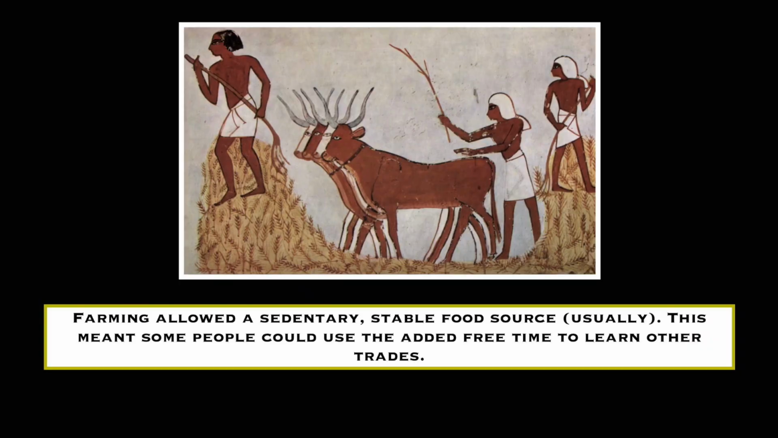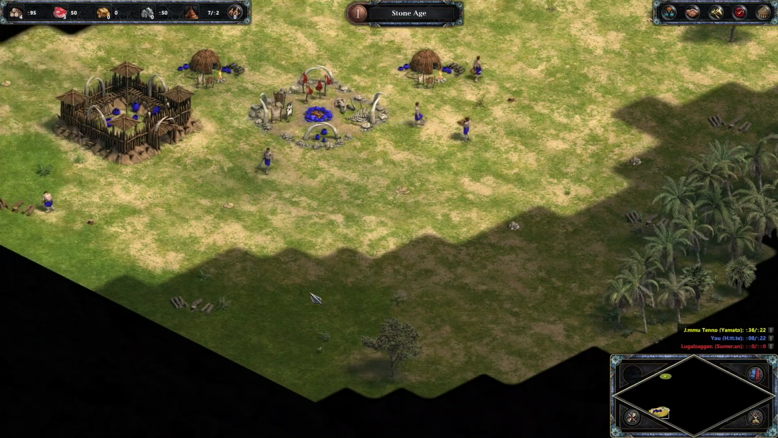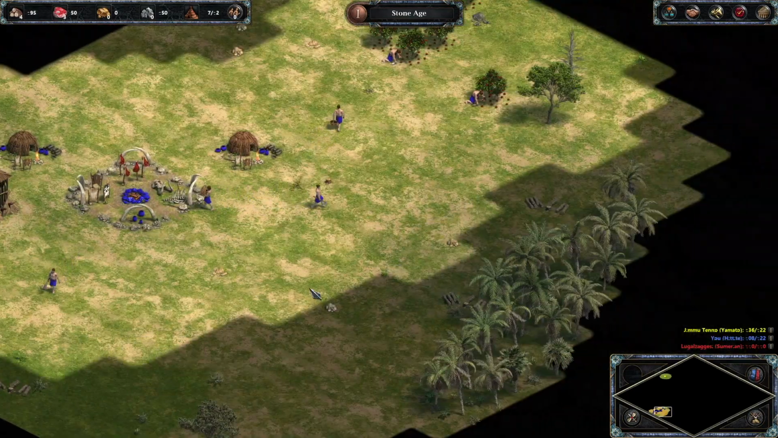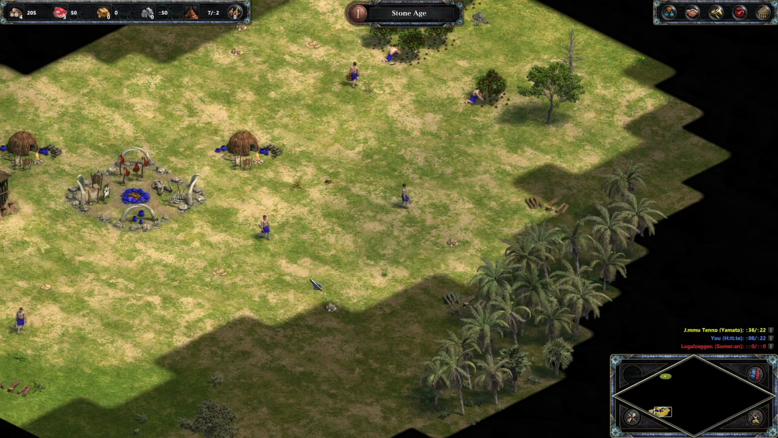With more free time, and some people now focusing on specific jobs in the developing society, how would everyone know that they were contributing their fair share? Today we calculate all that through taxes, but who would help collect and then redistribute those taxes thousands of years ago?